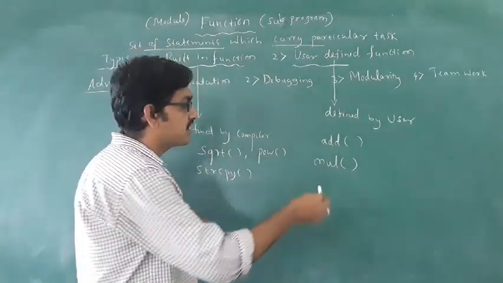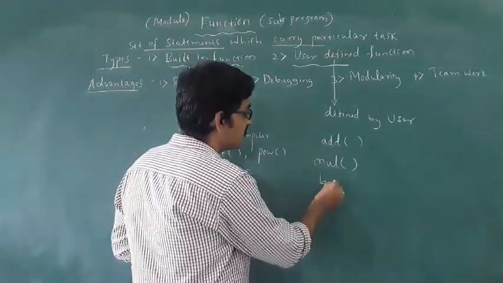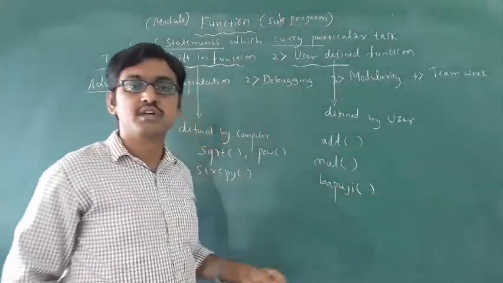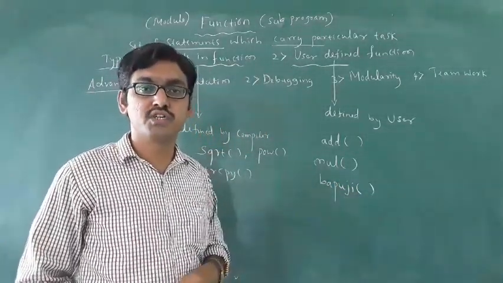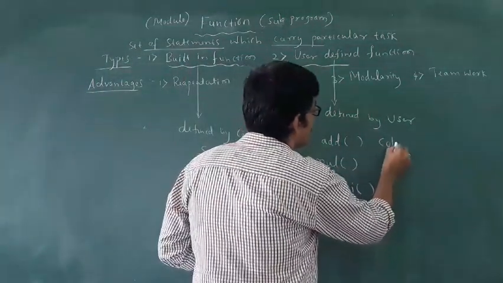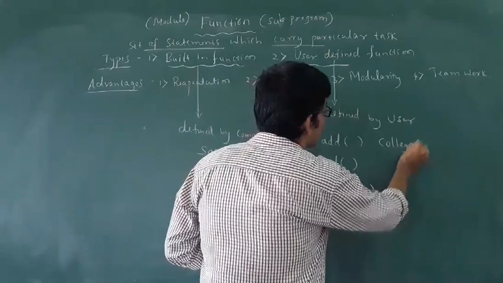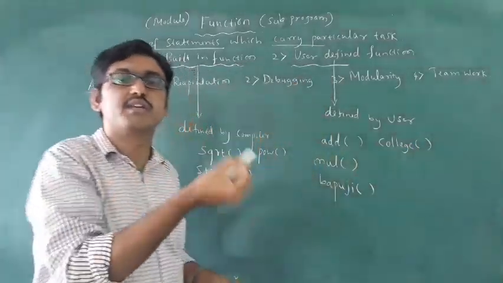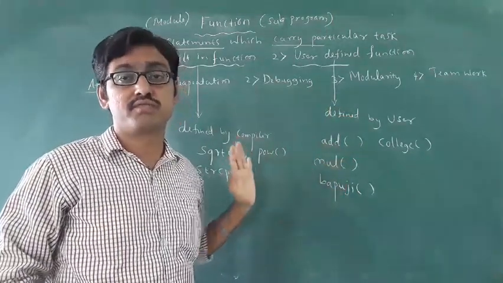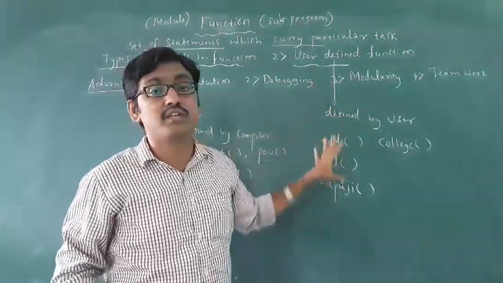I am writing another function named Bapuji. You can write two brackets. This is also a user defined function. Now I am writing college. This is also a function. If you write two brackets, then it is a function. Any word you can use. Got it? That is defined by the user.